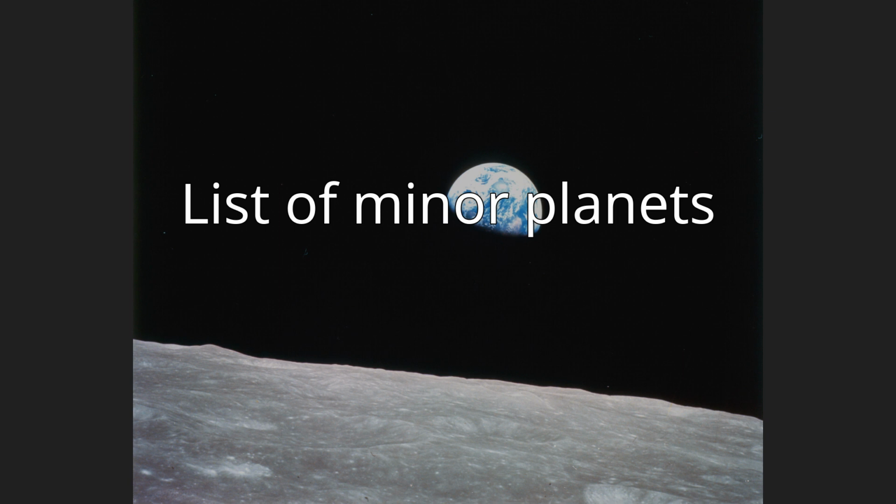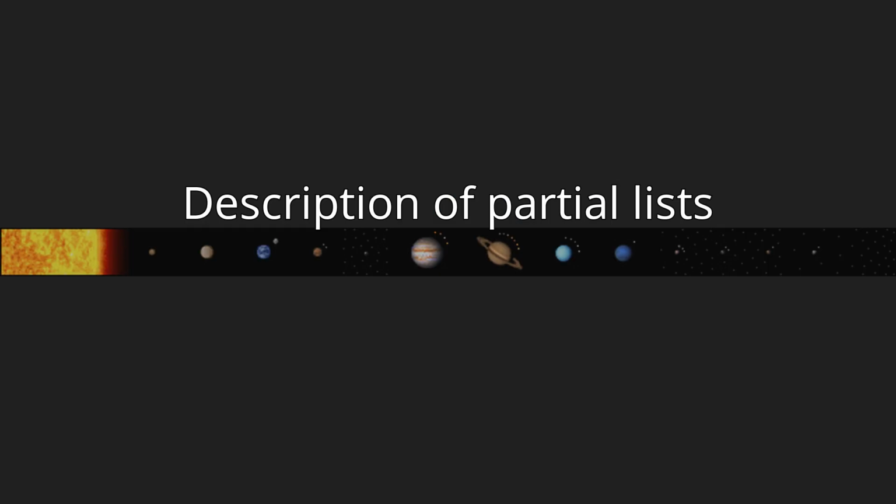List of minor planets. The following is a list of numbered minor planets in ascending numerical order. Description of partial lists. The list of minor planets consists of more than 500 partial lists, each containing 1,000 minor planets grouped into 10 tables.